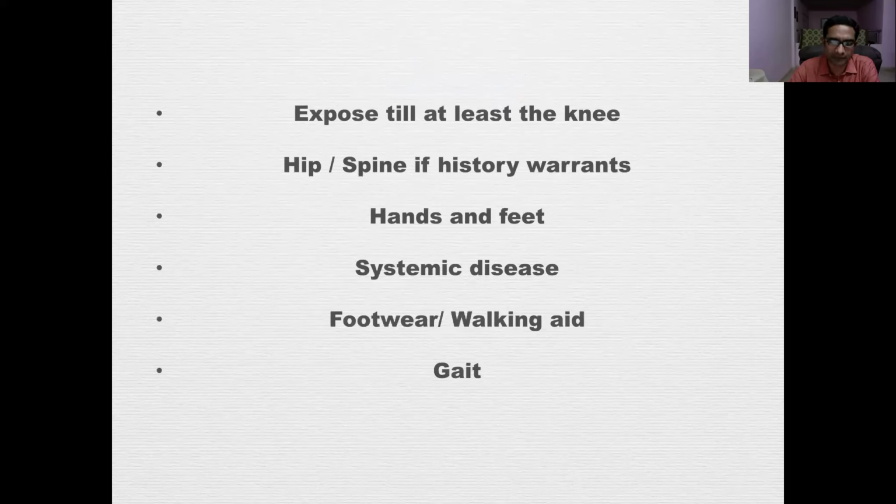Now, there are certain caveats. Once you have developed the history, you have to examine. It is very important to expose at least till the knee. But if your history says that there is a foot deformity and there was some surgery done on the back, or the patient has some deformity in the hip, then you must examine the hip and spine. You could have a case of open spina bifida, or it could be spina bifida occulta also, with a foot deformity. The general examination mandates that you must say something about the spine.